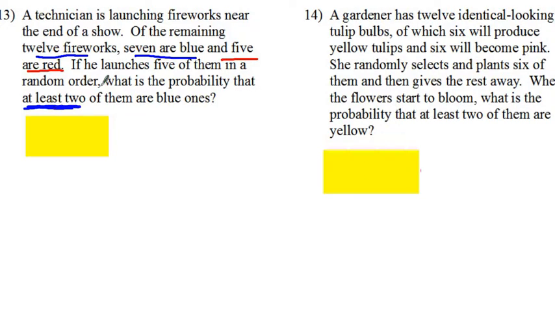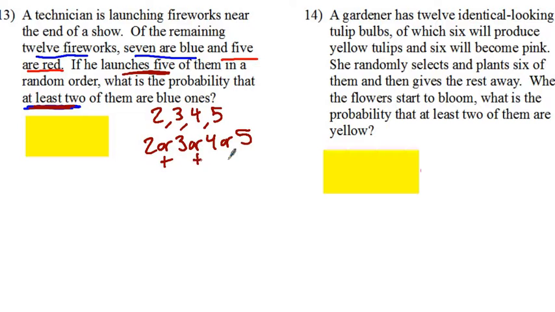At least 2. Remember he's launching 5 of them. At least 2 could mean that 2 of them are blue, or it could mean 3 of them are blue, or it could mean 4, or it could mean 5. And I'm going to write the word "or" there because you might remember from the past that the word "or" in probability means that we're supposed to add these. So what this is going to end up equaling is 4 probabilities: the probability of exactly 2, the probability of exactly 3, exactly 4, exactly 5. We have to take those 4 probabilities and add them.